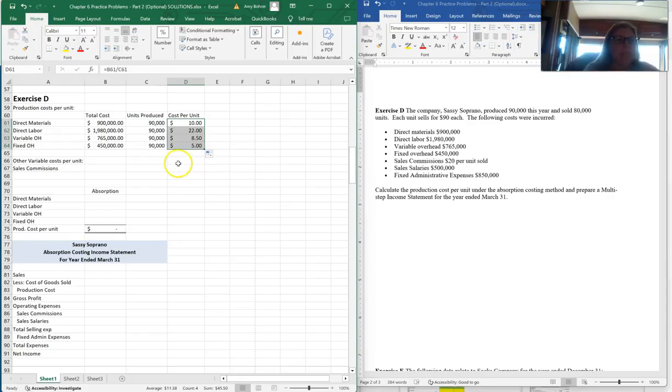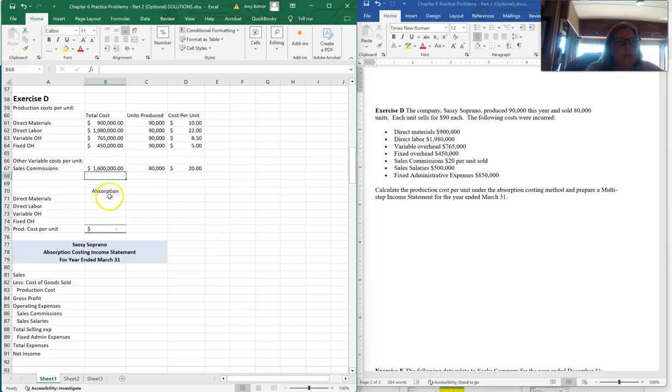overhead. Okay. Then we have other variable costs, which is the sales commissions. Everything else is fixed. So it doesn't tell us the total amount, but it says sales commissions are $20 per unit sold. So we know the per unit amount. And we know the number of units sold was 80,000. It gives it to us right here, sold 80,000 units. So this one we're going to work backwards. We're going to multiply these two to get the total sales commissions. So 80,000 times $20 per unit gives us sales commissions of 1.6 million.